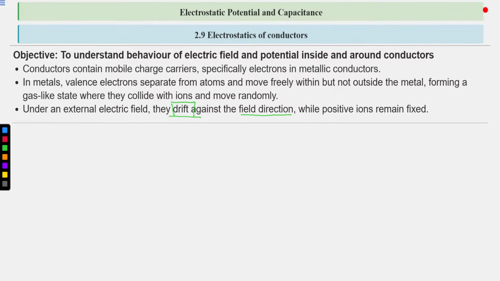So they move against the field direction while positive ions remain fixed. Now we know that positive ions are in the nucleus. So the nucleus doesn't move. Only free electrons, that are valence electrons, move. Positive ions, the nucleus, don't move, and also the electrons in the inner shells that are very close to the nucleus and strongly bound due to the electrostatic force of the nucleus. So they will not move while positive ions remain fixed.